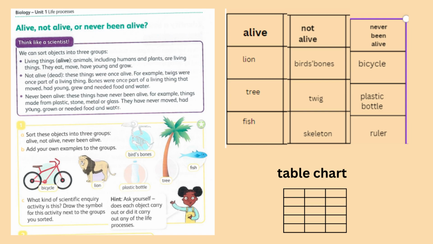You have to tell which type of science inquiry this is. This is classification or identification, and you have to make a symbol. So you can make a table chart or circles, whatever you want. I have made a table chart for you. Hint: ask yourself, does each object carry out, or did it carry out, any of the life processes? So you have to ask in this way: this is a living thing, this is not a living thing, or this was a living thing but now it is dead.